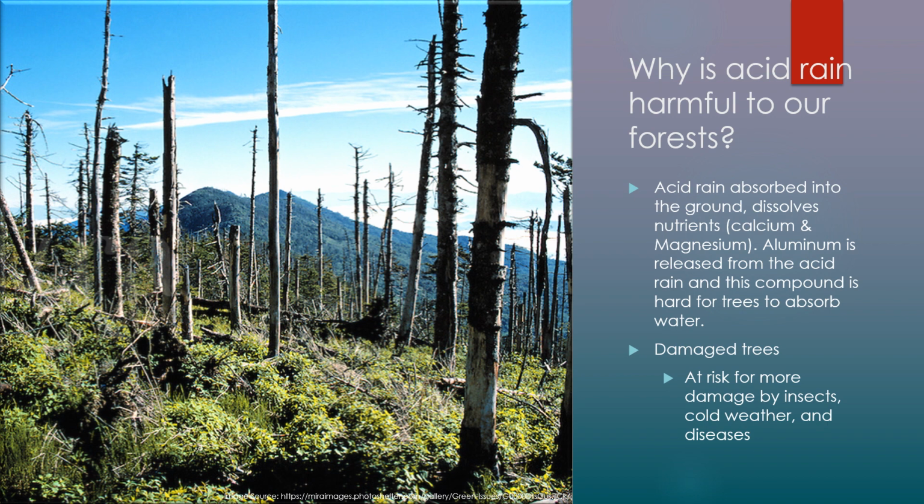How acid rain affects our forests is that the acid rain seeps into the ground and it can dissolve important nutrients like magnesium and calcium that trees need to be healthy. It also causes aluminum to be released into the soil, and this makes it hard for the trees to absorb water. Trees that are located in higher elevations are at a greater risk because they're exposed to acidic clouds and fog, and these contain greater amounts of acid than rain or snow. The acidic clouds and fog strip important nutrients from their leaves and needles, and this makes it easier for diseases to get into the trees, and for them to be affected by insects and cold weather damage.